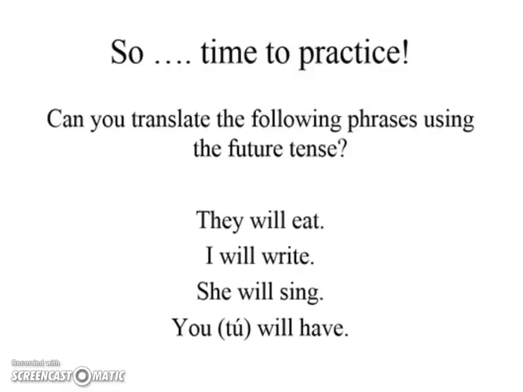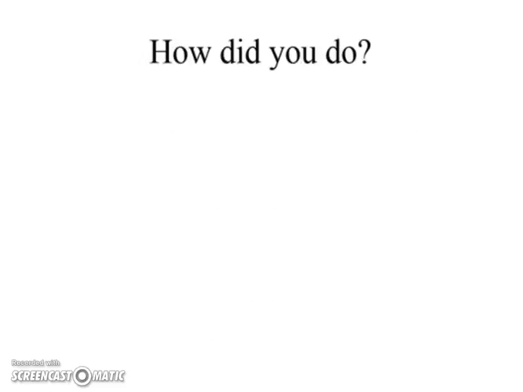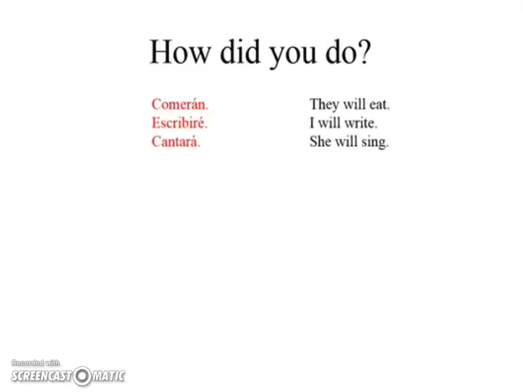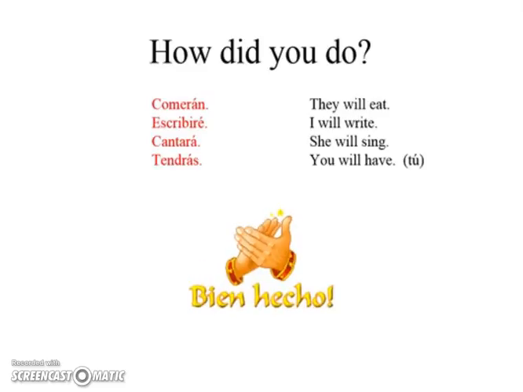Okay, a little bit of time to practice here. Pause the video and take some notes and jot down, can you say in Spanish, using the new future tense, they will eat, I will write, she will sing, and you too will have. Okay, so let's take a look at your answers. Hopefully you said comerán, escribiré, cantará, and tendrás, for you will have, and that's that irregular. So, bien hecho, well done.